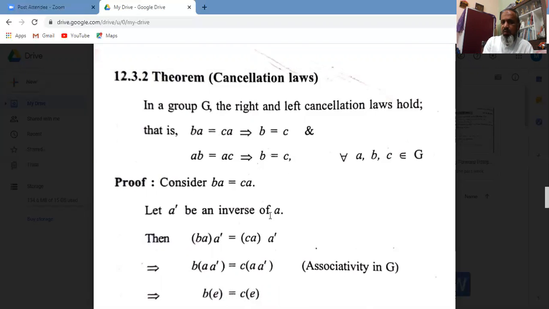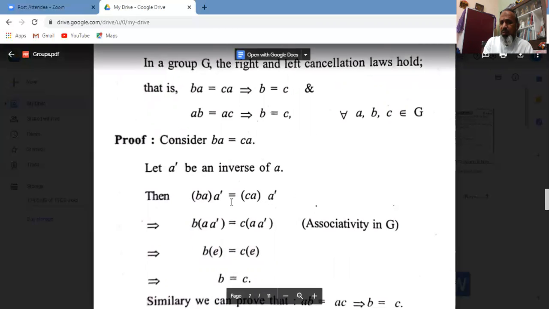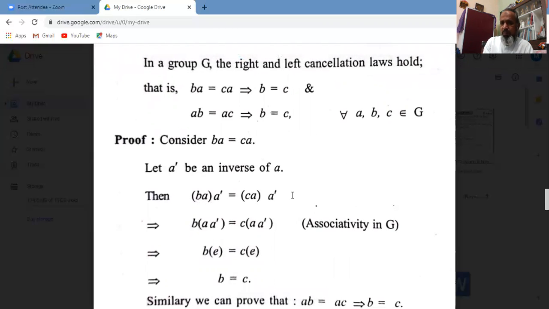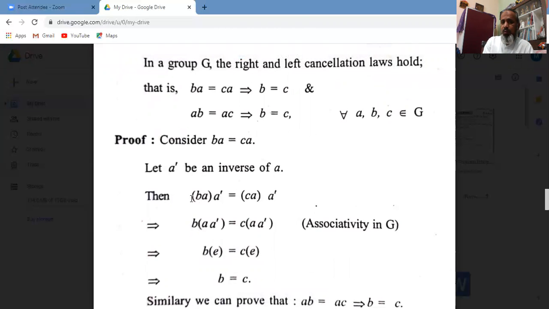Let A dash be an inverse of A. We are assuming A dash is the inverse of A. Now multiplying both sides by A dash: BA into A dash is equal to CA into A dash. Now, A, B, C, A dash are elements of the group G. G is a group, so it is mentioned in the statement. If these are elements of a group, then they should satisfy the associative property. So BA into A dash must be equal to B into A A dash, and CA into A dash can be written as C into A A dash.